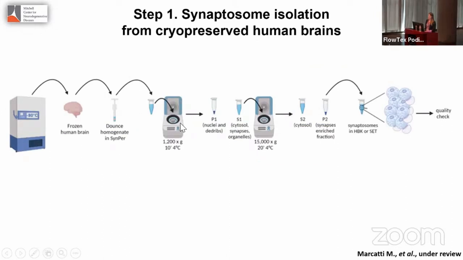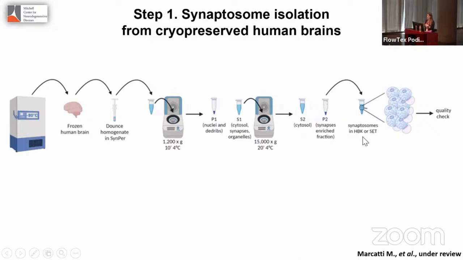Step one is the synaptosomes isolation. It's a very well-established method that we use in our lab because we work a lot with synaptosomes. From frozen brain tissue, basically we homogenize by using a commercially available reagent. And after a series of centrifugations, we obtain a pellet of synaptosomes, which we resuspend with buffers that are important to maintain them healthy and active.